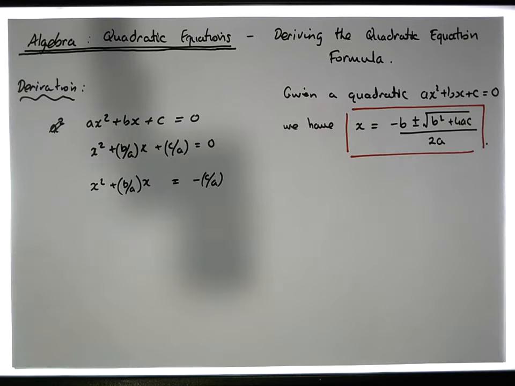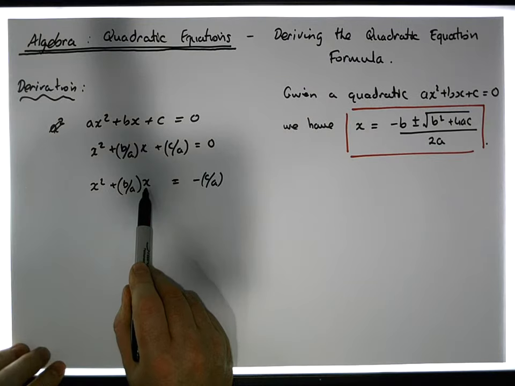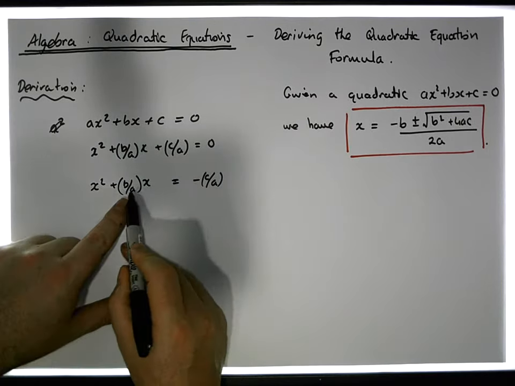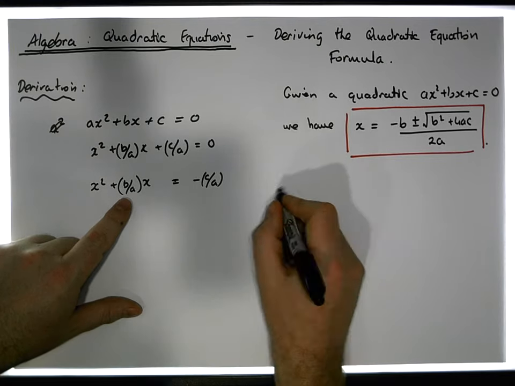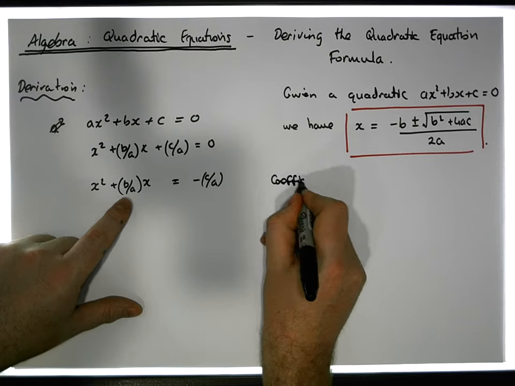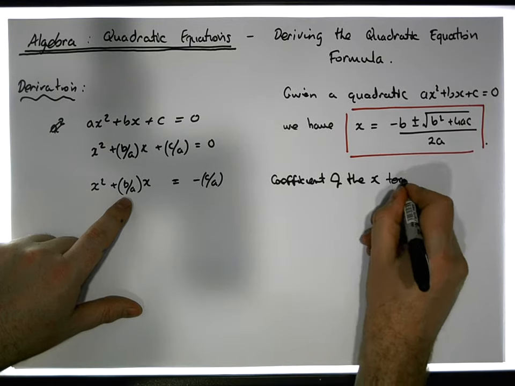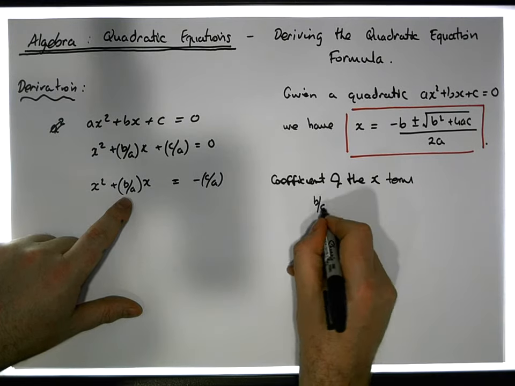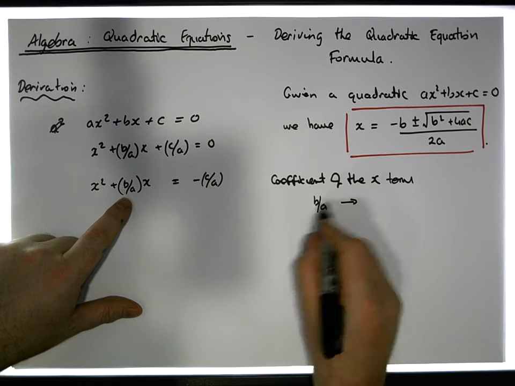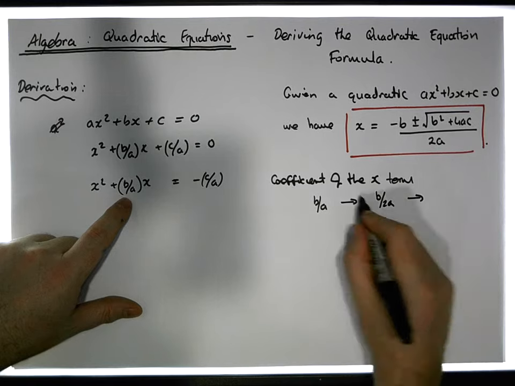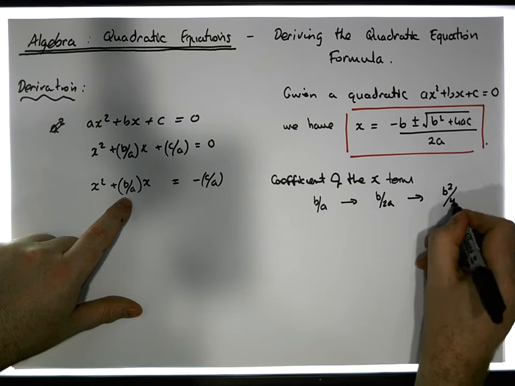Now, the completing the square technique tells us to look at the coefficient of the x, and then square the result of halving it. The coefficient of the x term is b over a. When I divide that by 2, that gives me b over 2a. And then we square that, which gives us b squared over 4a squared.